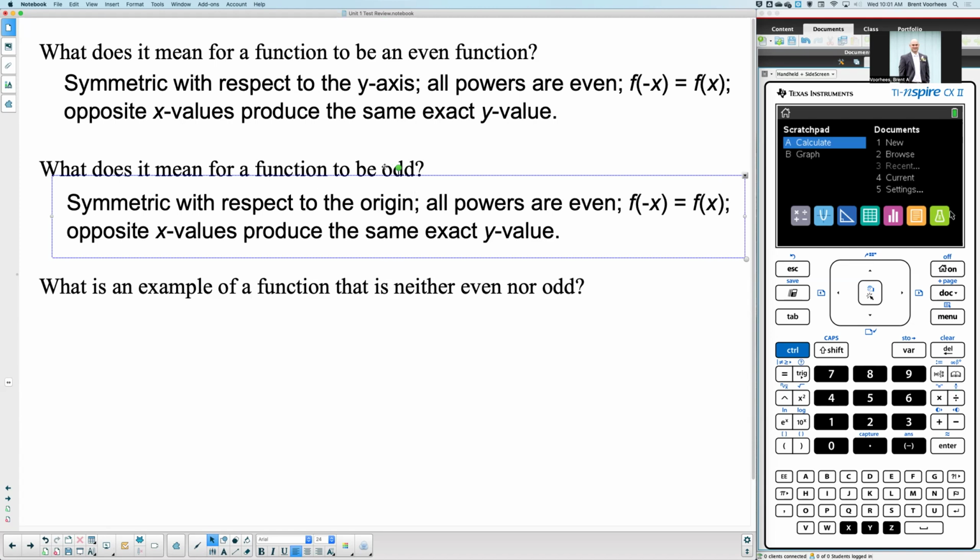If it's an odd function, all powers are odd. The formula was this: f of negative x equals, put a negative in there, negative f of x. That means opposite x's, you see how the x's are opposites? Produce, look at the f's. Are they the same f or opposite f's now? Opposite. Opposite x's produce opposite y values.